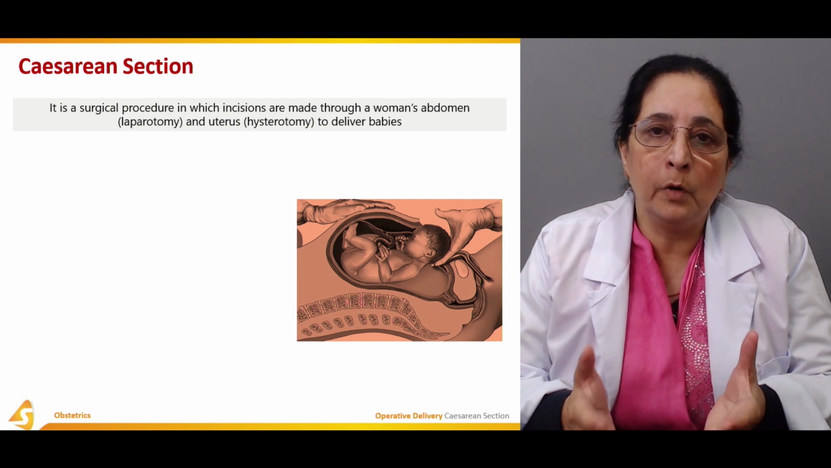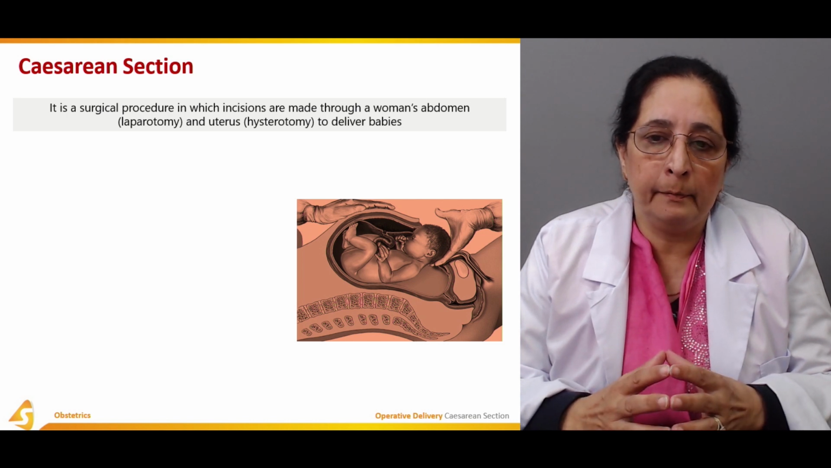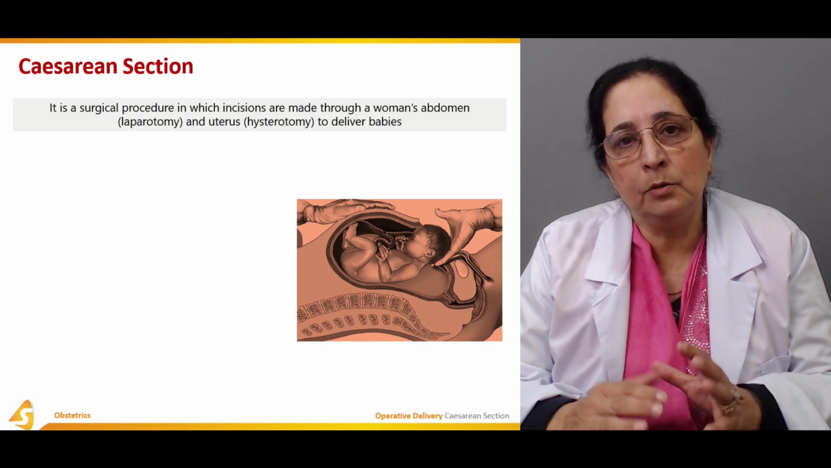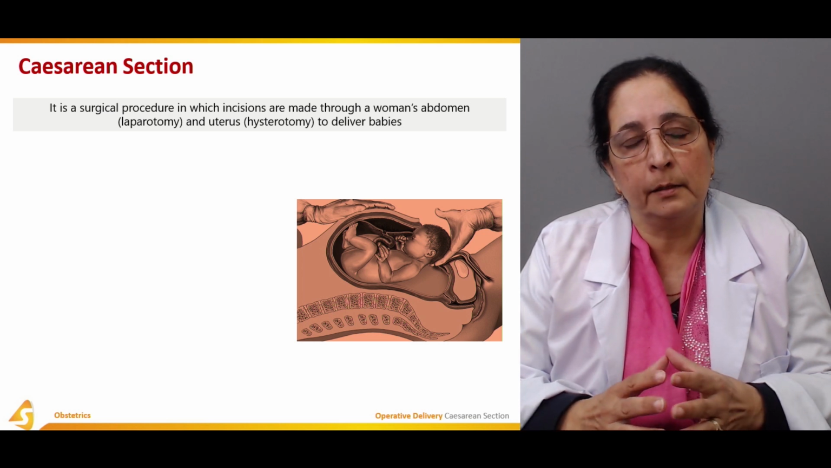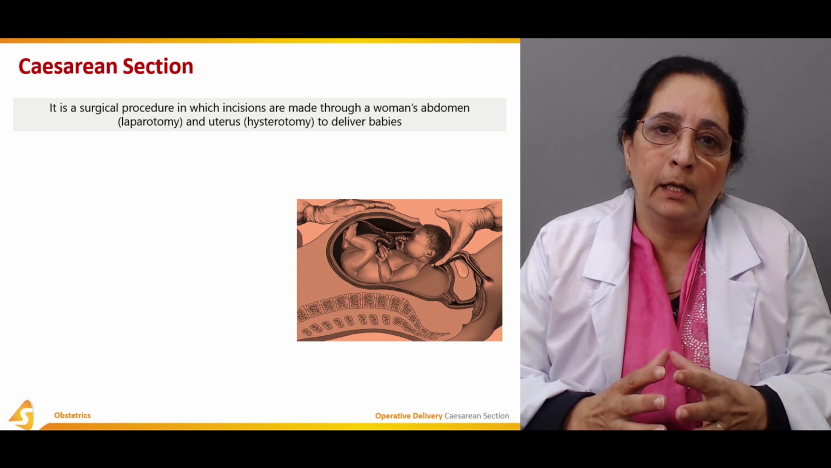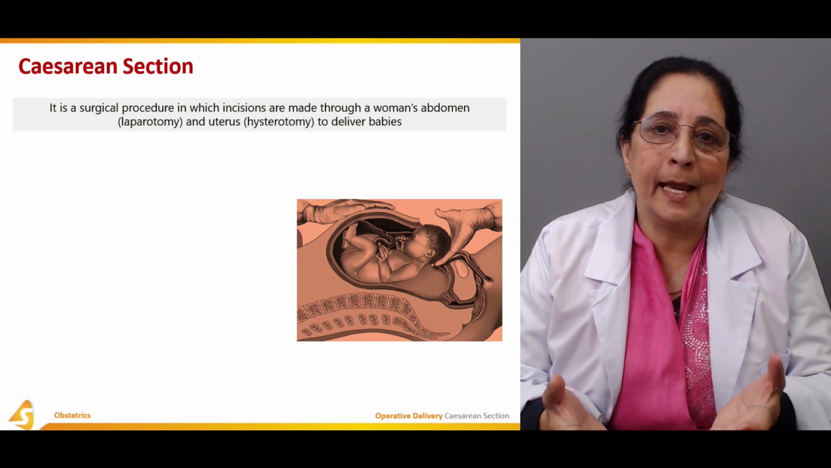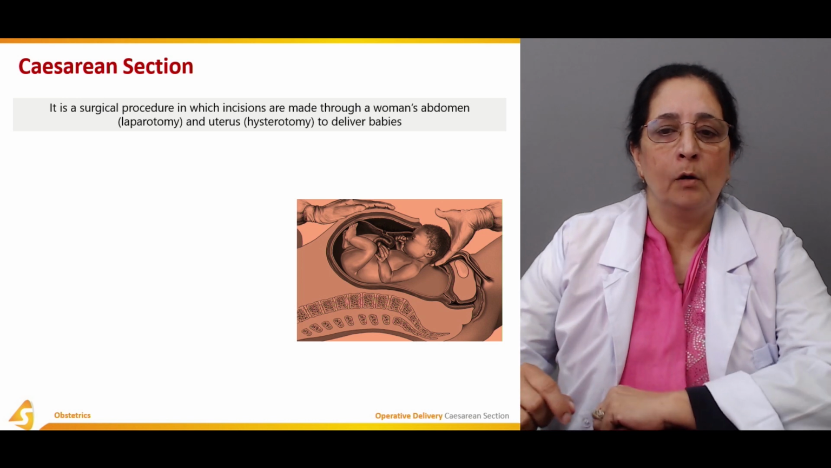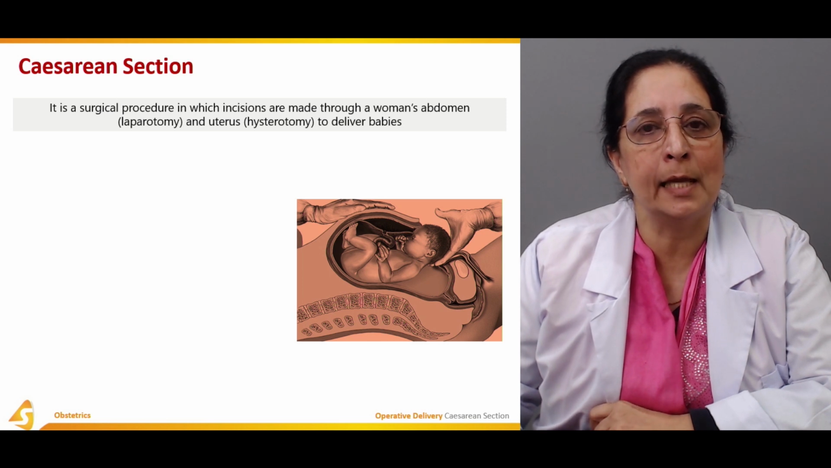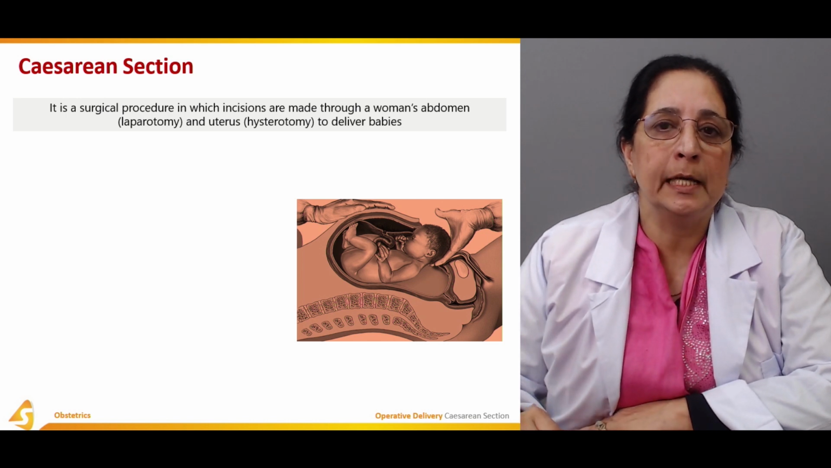And nowadays more and more deliveries are done by C-sections. Maybe the obstetricians nowadays don't want to go for all the complications which are sometimes associated with vaginal delivery, so they do more and more elective planned C-sections instead of a normal vaginal delivery. When the abdomen is opened, it's known as laparotomy, and the opening of the uterus is hysterotomy.